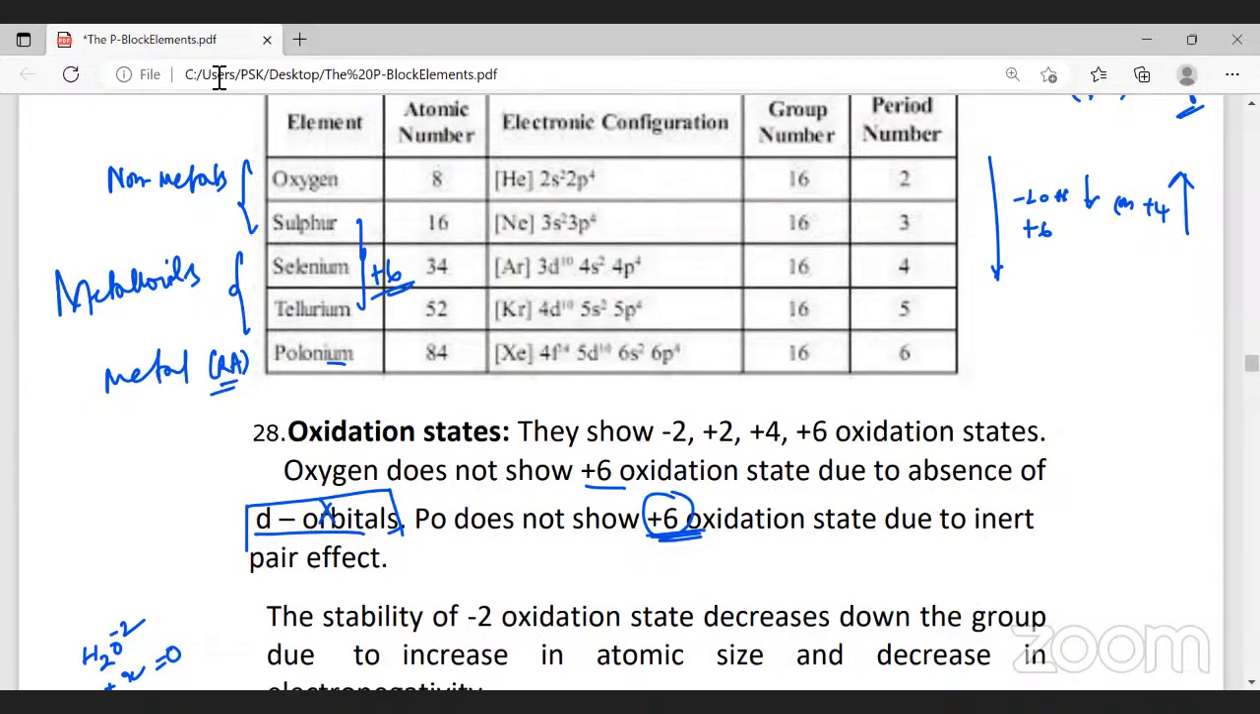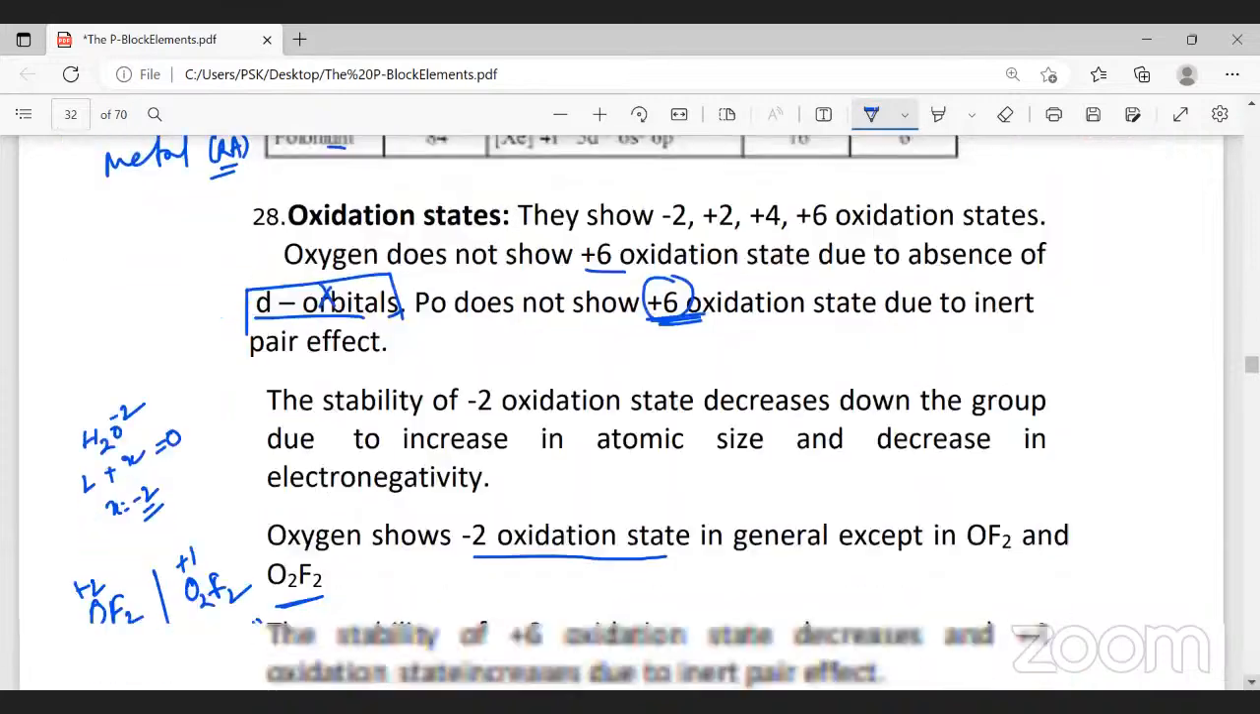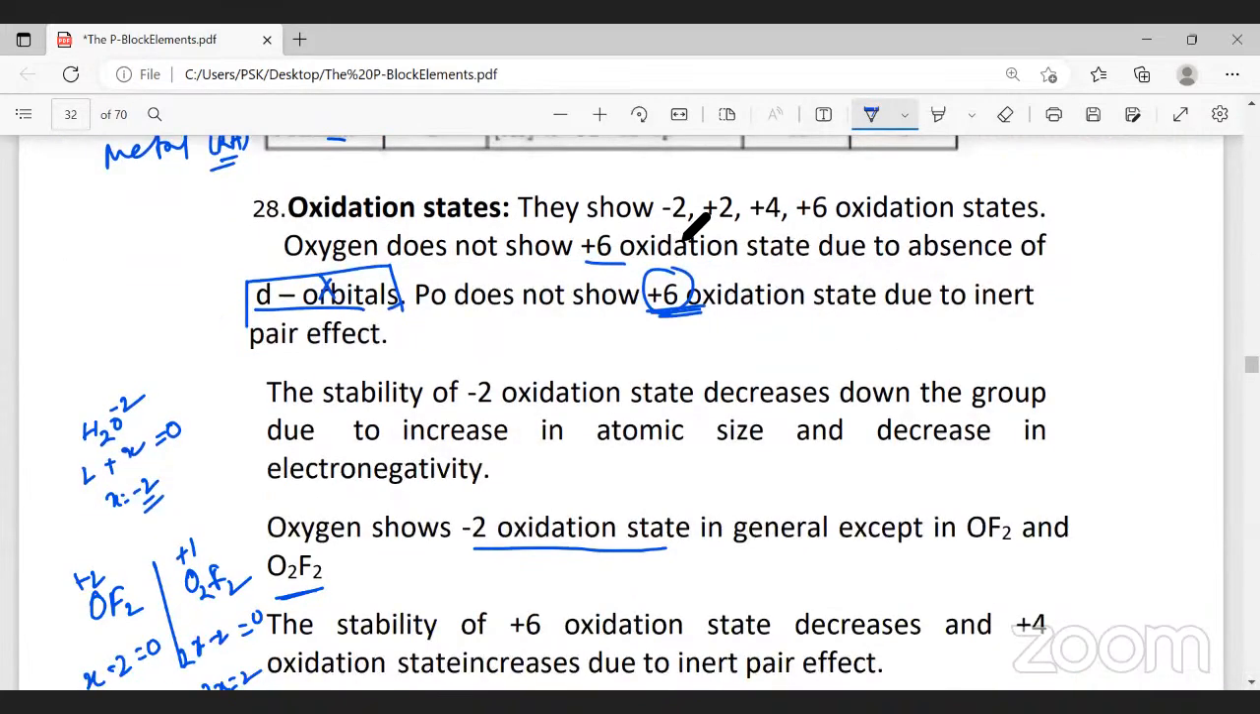And the first elements present in the 16th group are oxygen, sulfur, selenium, tellurium, and polonium. Oxygen and sulfur are nonmetals. Selenium and tellurium are metalloids, and polonium is a radioactive metal. Oxidation states are -2 to +6.